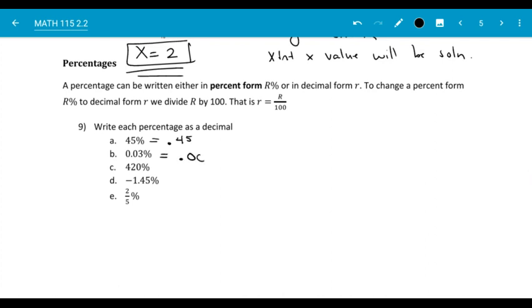0.03% is 0.0003 as a decimal. 420% is 4.2 as a decimal. Negative 1.45% would be negative 0.0145 as a decimal. 2/5 is the same as 4/10, which would be the same as 0.4.